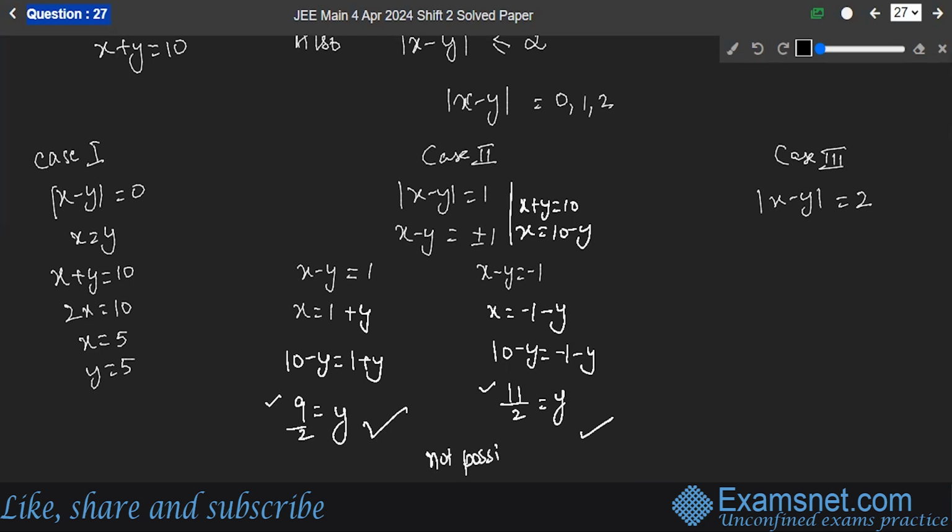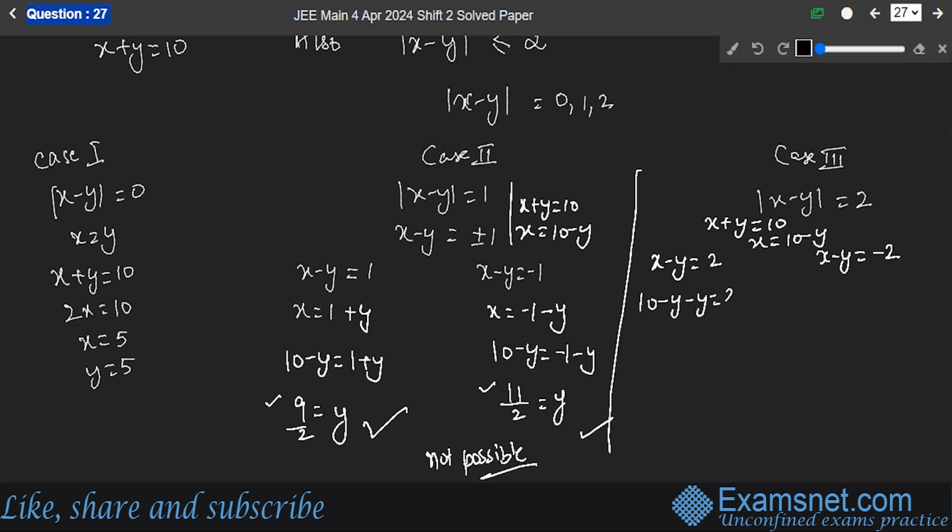Let's move on to the third possibility, that mod of X minus Y is equal to 2. Again, you will have two things: X minus Y may be equal to 2, or X minus Y may be equal to minus 2. I have one more thing, that X plus Y is equal to 10. This gives me X is equal to 10 minus Y. So 10 minus Y is equal to 2, or 8 by 2, that is equal to 4, is equal to Y. If Y is equal to 4, you will have X is equal to 6.